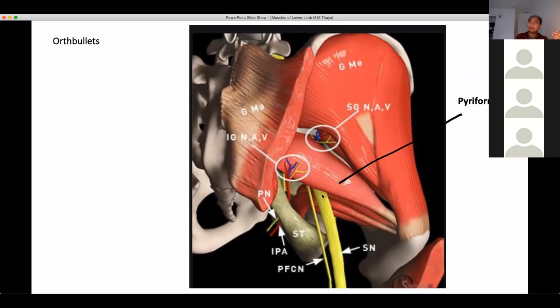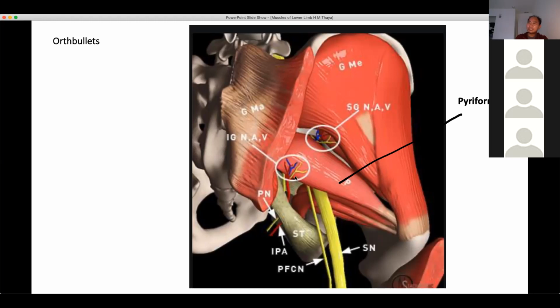Look at these little circular structures. Here we can see the yellow nerve and the blood vessels, artery and vein in blue and red. What are they? They are the superior and inferior gluteal nerves. SG, superior gluteal nerve, comes above the piriformis, and IG, inferior gluteal nerve, comes below the piriformis.